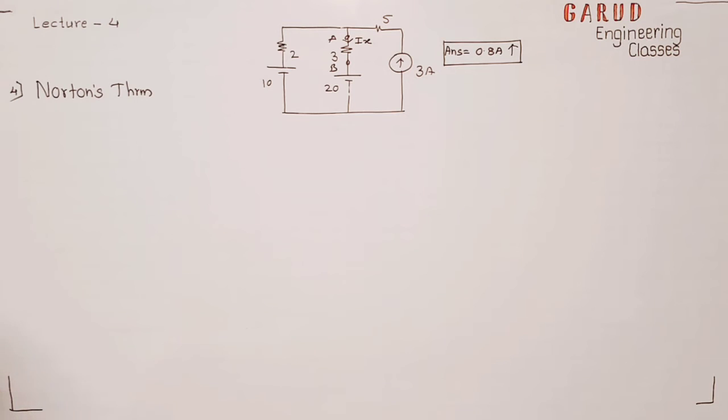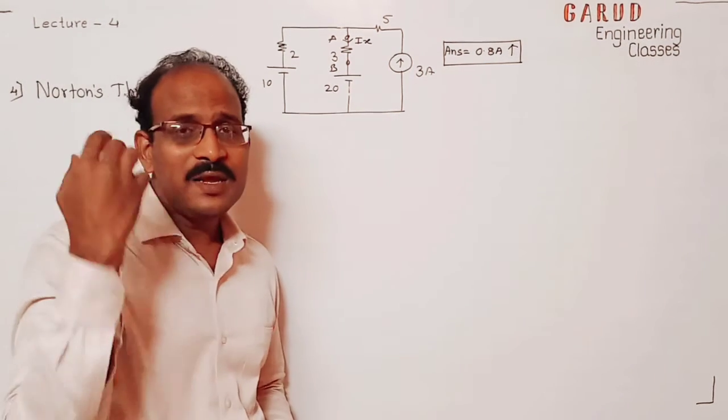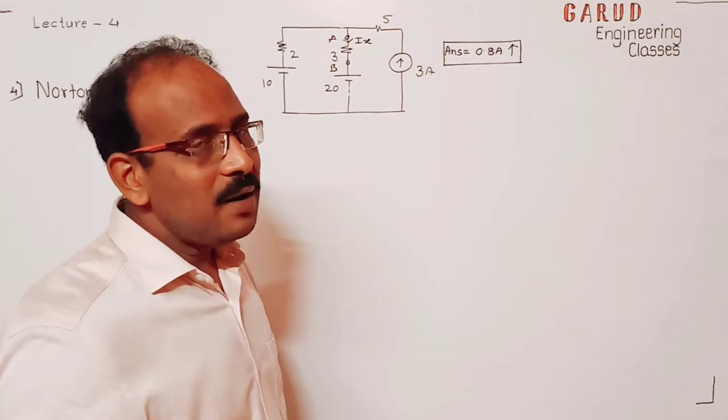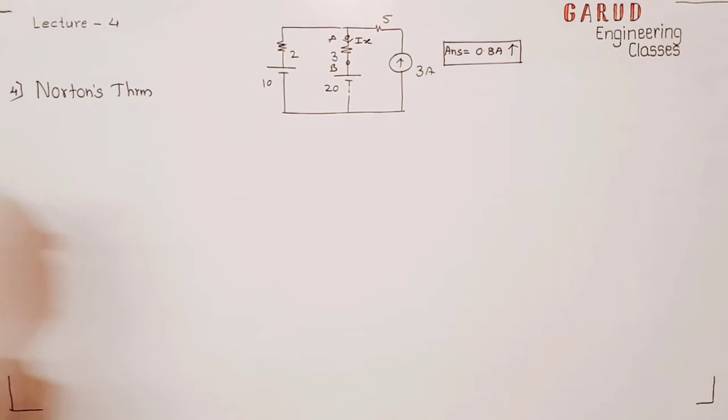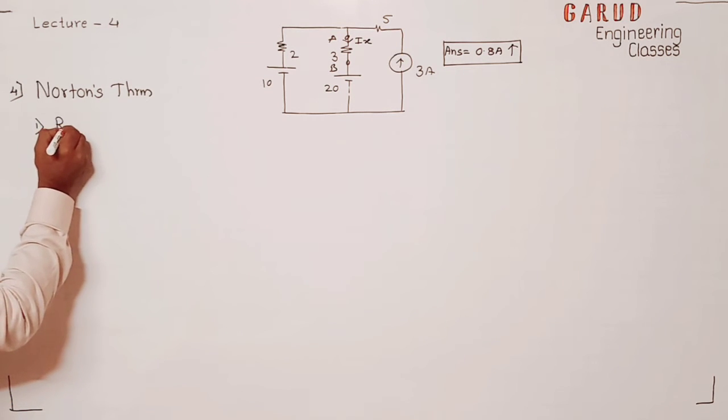Okay. So what is Norton's theorem? What is the difference between Thevenin's and Norton? Thevenin's is a voltage equivalent. Norton is a current equivalent. The method will be the same. So the first part is to remove the load.